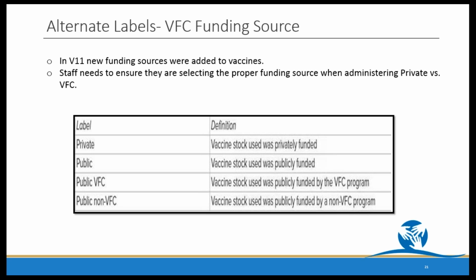So super, super important to make sure that your funding sources, because these are going over to the registry, make sure your funding sources are documented properly, and the vaccines that are going over are documented properly. So if that child has insurance, you're not taking from the VFC stock, because then it'll go over to Florida Shots. Florida Shots will send you a bill.